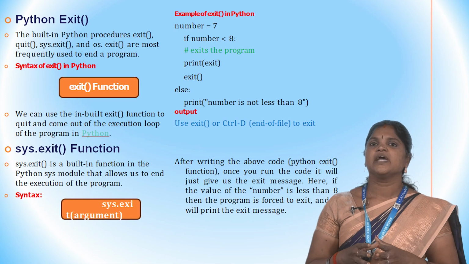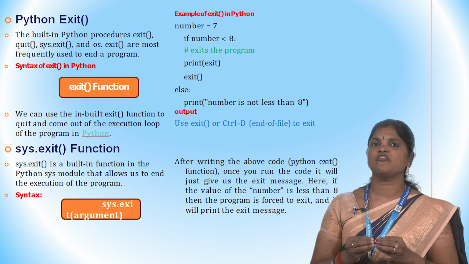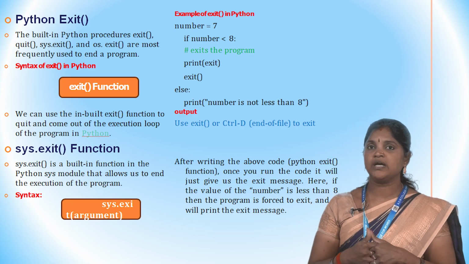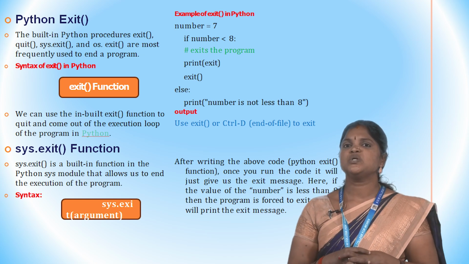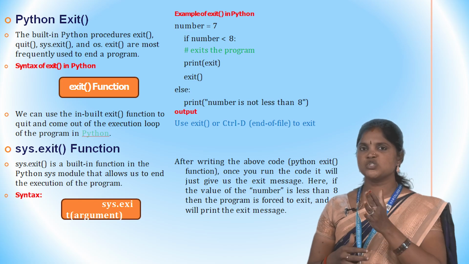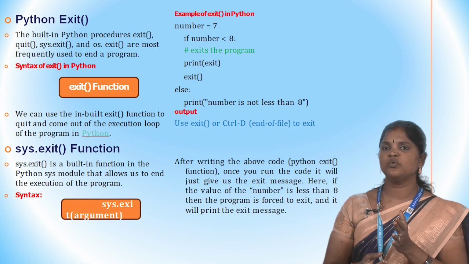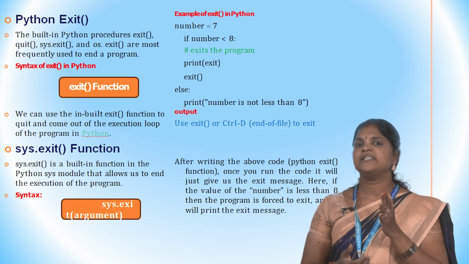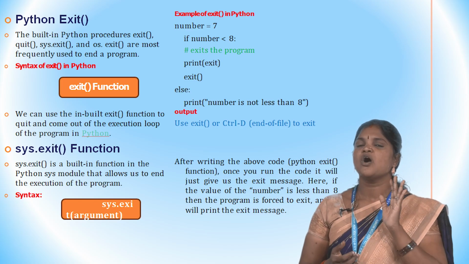Python exit. Among the built-in Python procedures, exit(), quit(), sys.exit and os.exit are the most frequently used to end a program. Syntax: exit function. We can use the built-in exit function to quit and come out of the execution of the program in Python. The exit function is also in the Python sys module, which allows us to end the execution of the program. Syntax is sys.exit(argument).